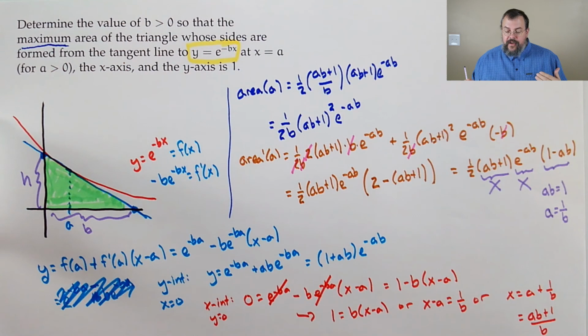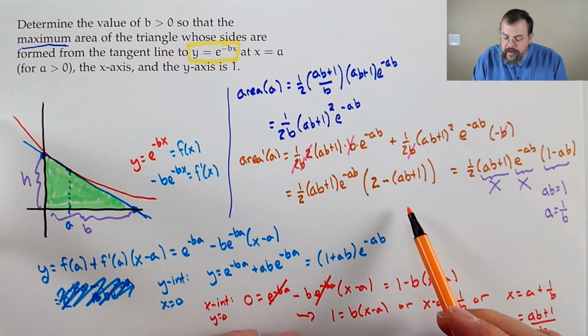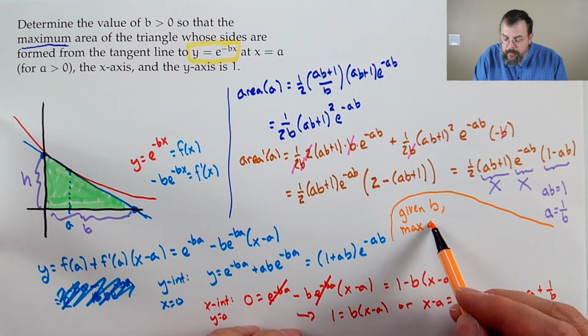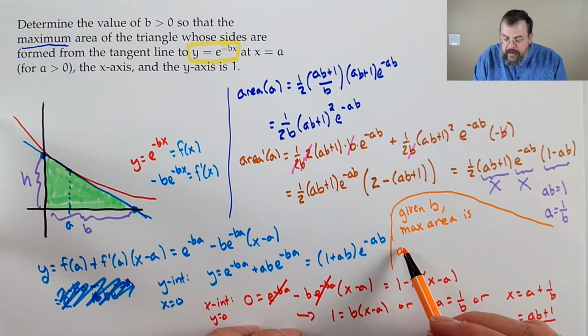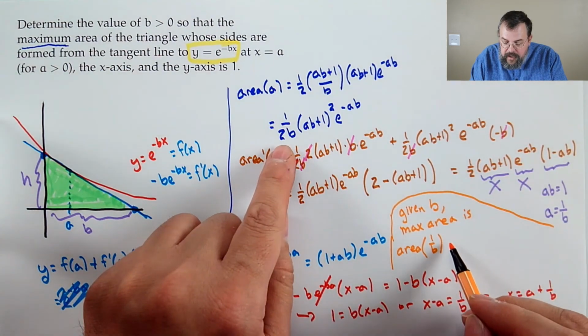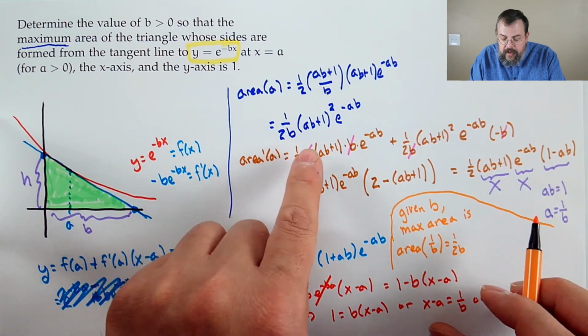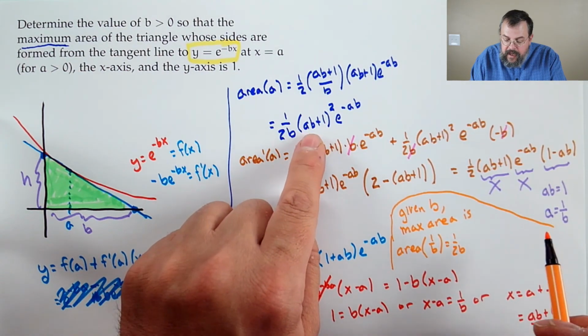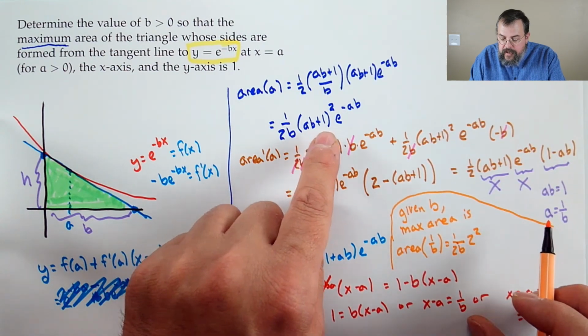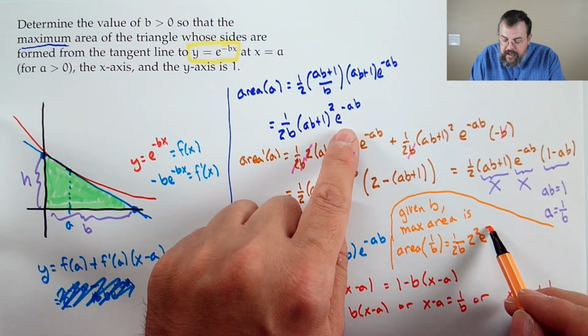But now how do we get to our next stage? Well, let's now plug this new parameter we found, this a equals 1 over b, back into area. Okay, so what is that going to give us? So given b, the max area will be our area at 1 over b. In other words, the result when you plug 1 over b in. So let's plug 1 over b in. What do you get? Well, you get a 1 over 2b, because that doesn't involve a at all. And then here we have a times b plus 1. But a times b is going to equal 1. So that's 1 plus 1, and so that's really 2 squared. And then it'll be e to the minus ab. But again, that's minus 1.